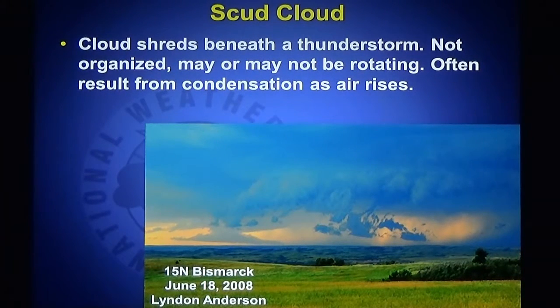You may have heard of a scud cloud. The atmosphere is moist here, and any upward motion is causing condensation. It's causing clouds to form. These cloud shreds underneath a thunderstorm are often pulled up into the storm, and they're mistaken for tornadoes. Again, look-alikes, but not the real thing.